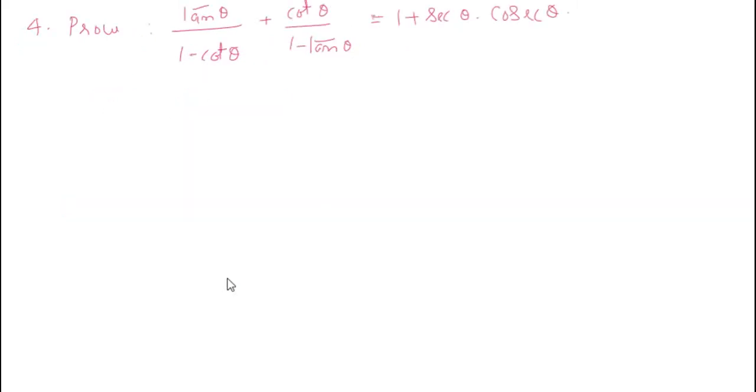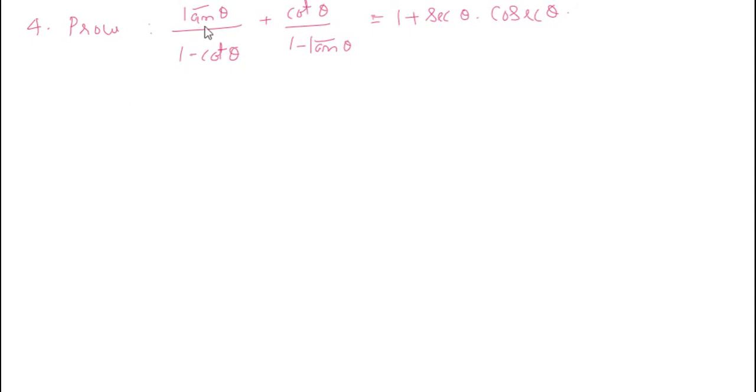Fourth exercise, prove tan theta by 1 minus cot theta plus cot theta by 1 minus tan theta is equal to 1 plus secant theta into cosecant theta. Right side we have secant and cosecant, left side we have tan and cot. So let us convert all the tan and cots into sine and cos.